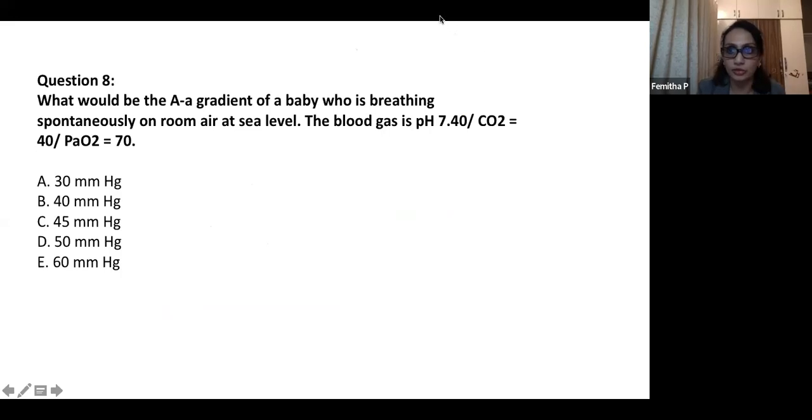Okay, this is a small calculation question for you. What would be the AADO2 or the alveolar arterial gradient of a baby who is breathing room air at sea level if his blood gas shows a PCO2 of 40 and a PaO2 of 70? If you can just put the formula there in the chat box also, that would be enough.